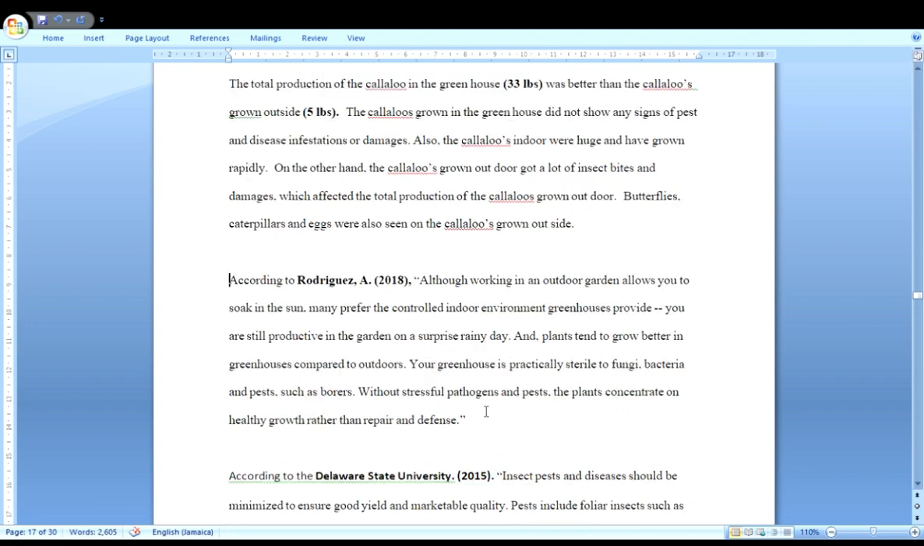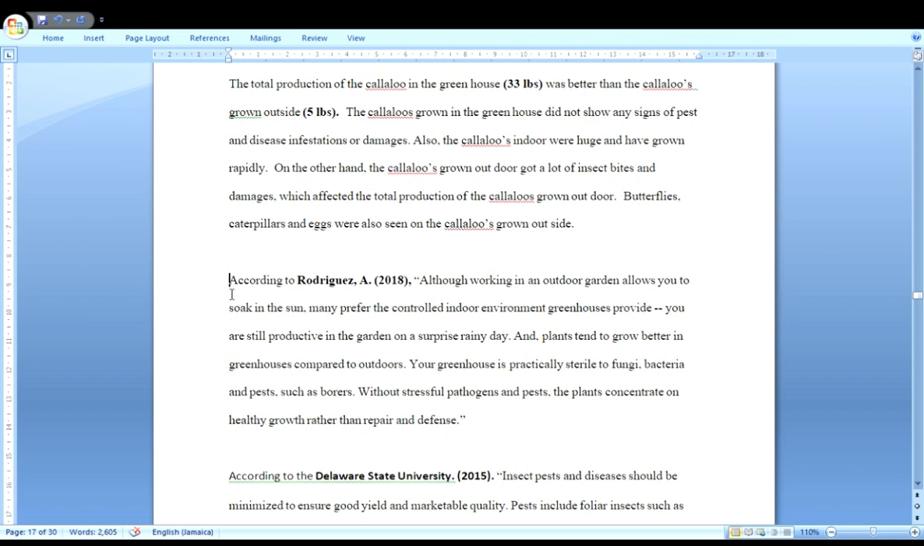"With stressful pathogen and pests, the plants concentrate on healthy growth rather than repair and defense." So what Rodriguez is saying here is that when your crops are outdoor and are exposed to pests and diseases, the plants will spend a lot more energy to do repairing and defense. So that is why the greenhouse crops did better. So that's what it is saying. Now, let's get back to how you would actually do your quoting. Very important. This is actually a single author, and this quoting is taken from the internet.